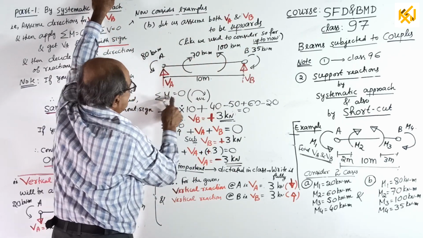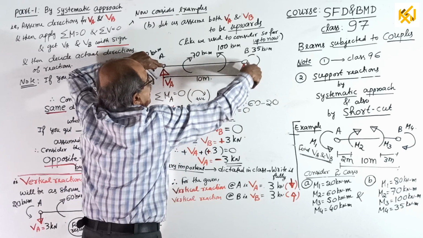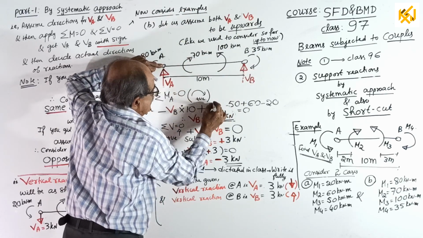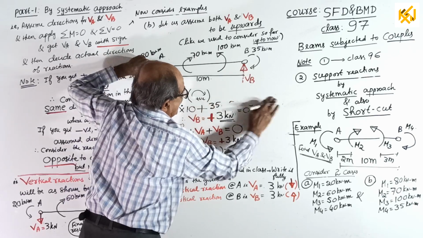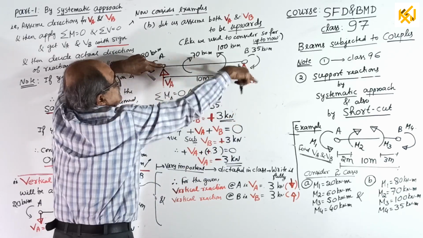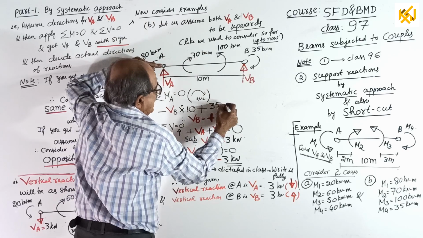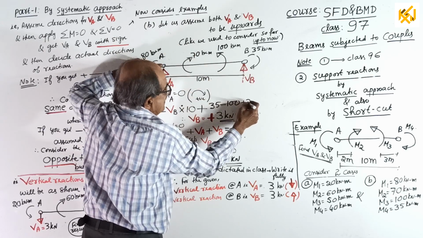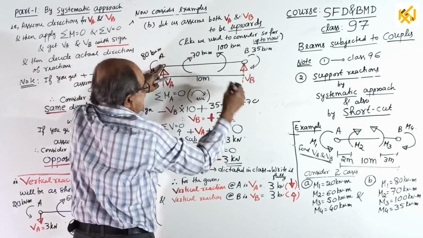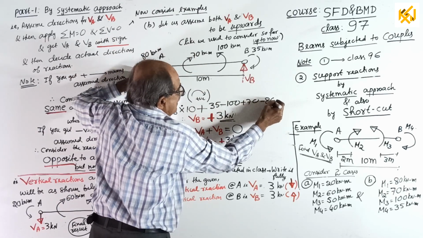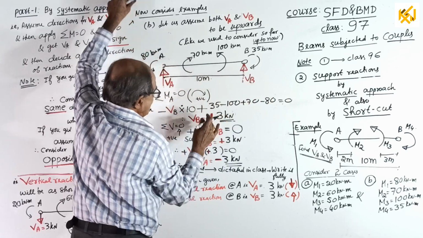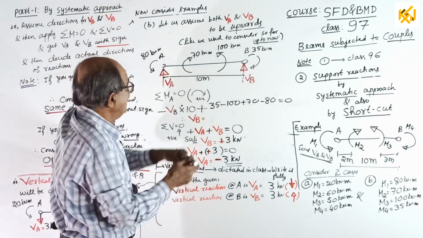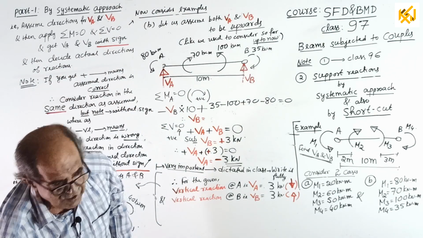Okay, start. Take moment about A. Minus VB into 10, then plus 35. I'll remove all this now. Plus 35, then minus 100, plus 70, minus 80 equal to 0. Therefore, your VB will come. You see here, solve yourself only. I have not solved actually.